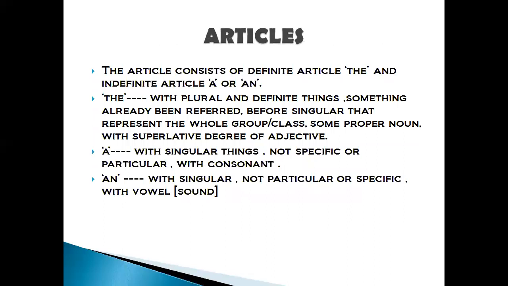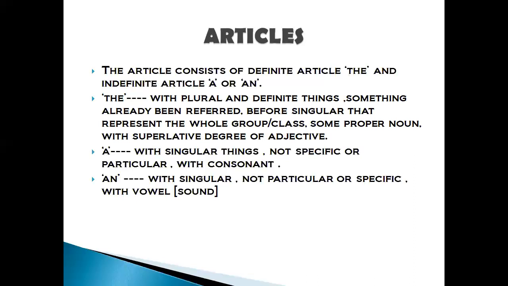Now let us see articles. Articles are the most common determiners. You would all know that a, an and the are known as articles. The is known as the definite article, and a and an are known as indefinite articles. The is a definite article because we use the with definite or particular things. And a and an are known as indefinite articles.